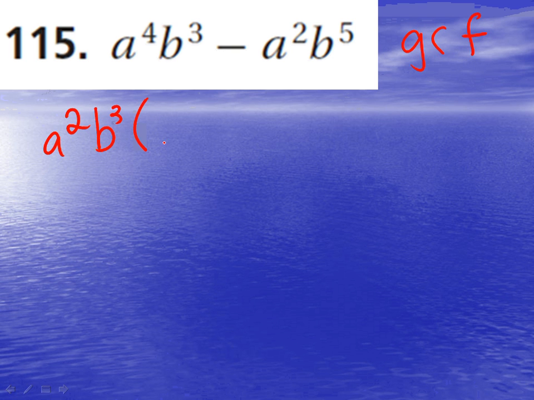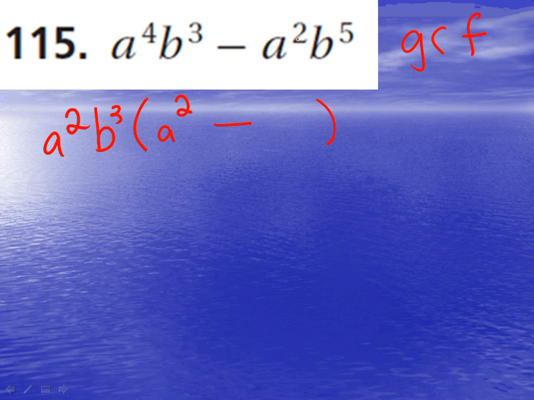Number 115. The first thing I always have to try is GCF. I notice that they both have an a squared, and they also both have a b to the third. Now I'm going to have to subtract exponents as I work through this. I need 4. I have 2 out here. That leaves a squared. This is b third. That's a b third, so I don't need any additional b's.